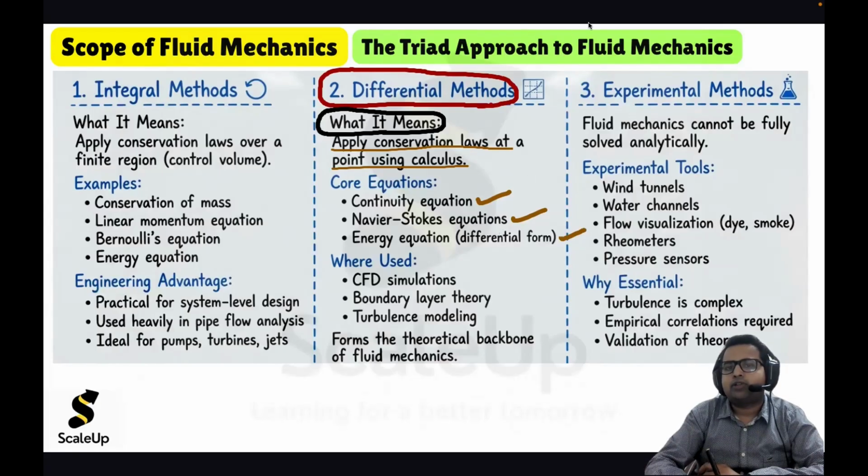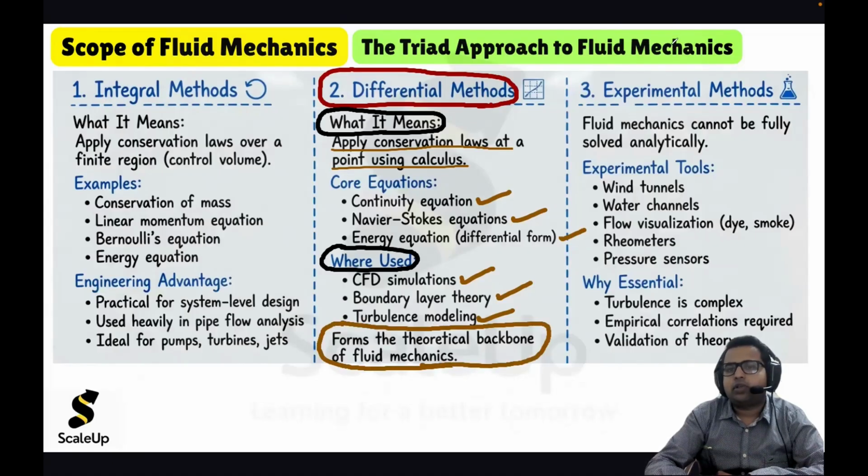Differential methods also have applications. They are used in computational fluid dynamics simulations, boundary layer theory, and turbulence modeling. And differential methods form the theoretical backbone of fluid mechanics.